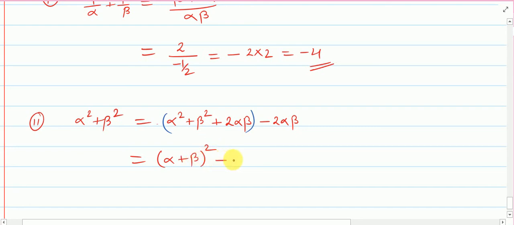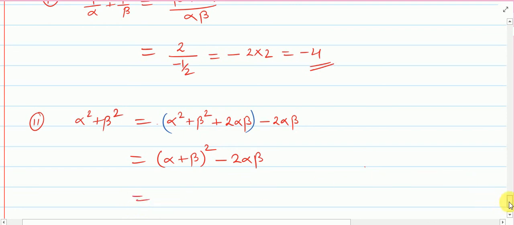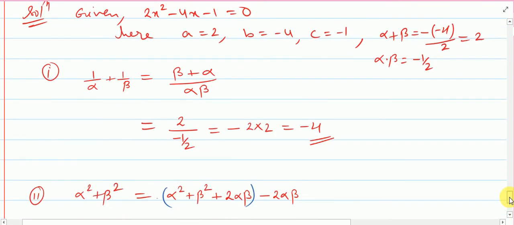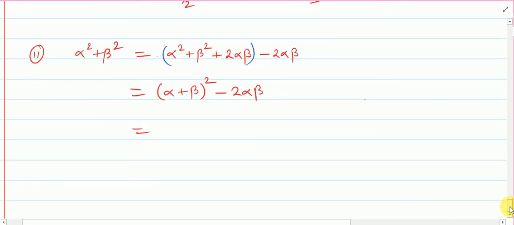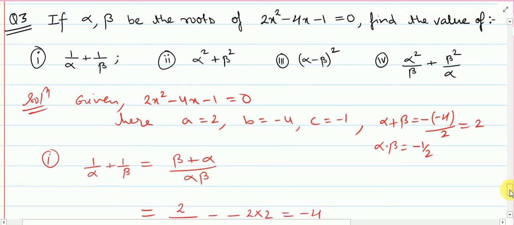Clear? Now you know alpha plus beta, and you know alpha into beta also. Alpha plus beta we have got as 2, and alpha into beta as minus half. So alpha plus beta will be 2 square, and here minus half. So 4, and here plus 1, equal to 5.